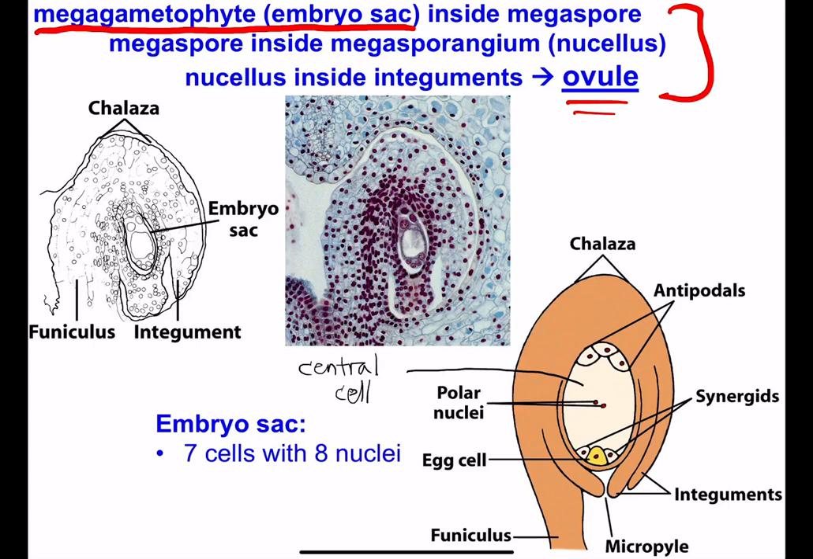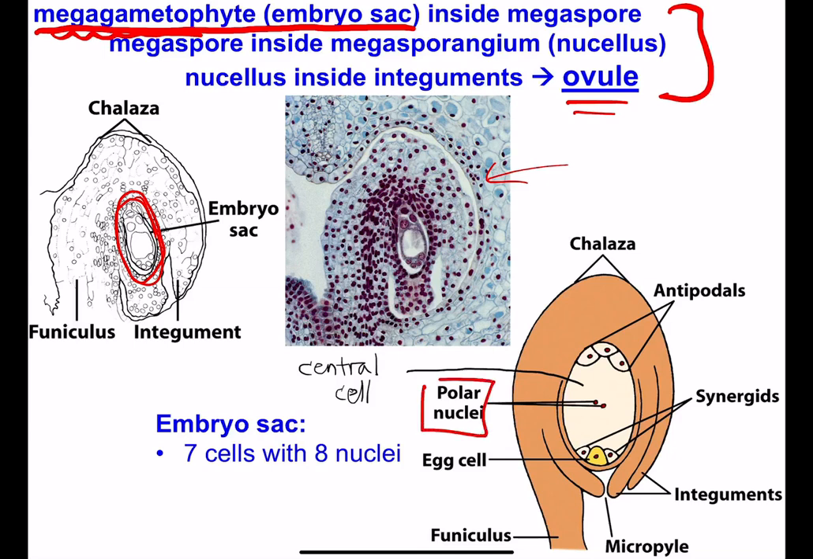So let's look at this megagametophyte, the embryo sac, which really is this structure right here. And this is a nice real image of it. But it's kind of complicated, actually. Like I said, it starts off from just this one functional surviving megaspore that will undergo mitosis a few times and produce these 7 cells. But one of those cells has 2 nuclei.